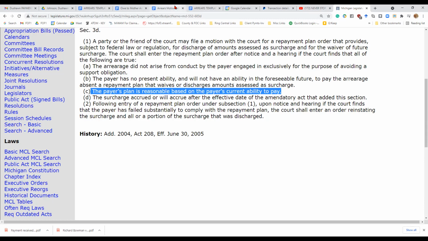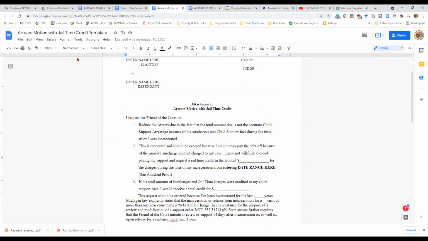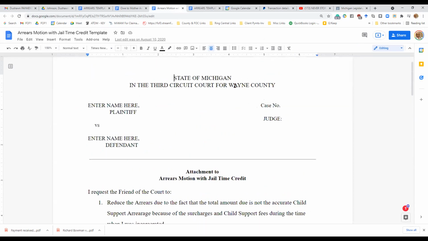Okay, so let's go back to this one here. This is another one, and some of us qualify for that. If it's in Wayne County, Oakland County, Macomb County, Washtenaw County, Calhoun County, you get my point. Any county, you want to make sure you put the county's name right here. And the plaintiff is the mother. So you put her name right here, and you put your case number right there, and you put the name of the judge.